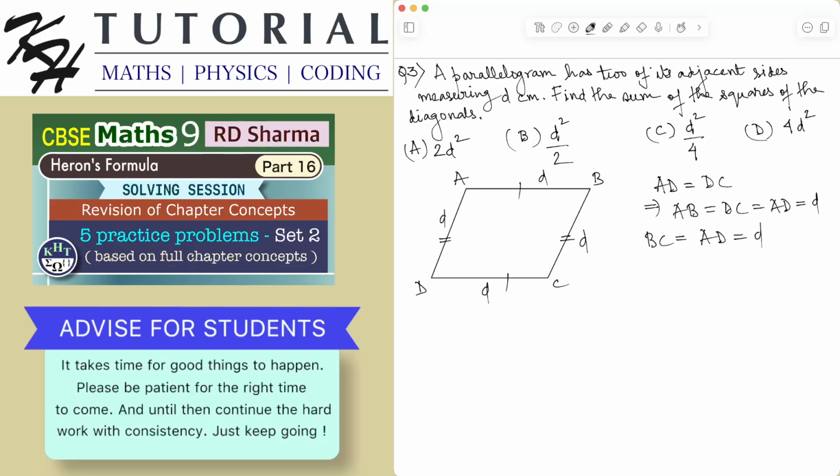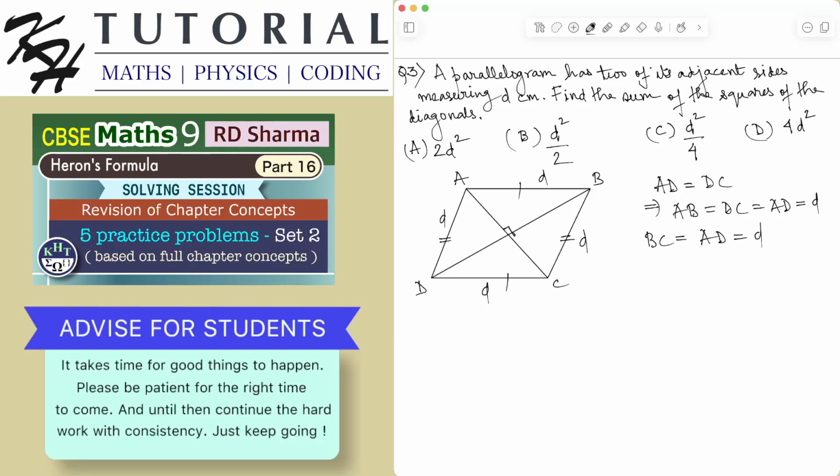Now in a parallelogram, if all the sides are equal, then it must be a rhombus. This is the concept. This is the catch of this problem. Definitely in a rhombus we know the diagonals bisect each other at right angles. So this is a rhombus. We know the length of each side of the rhombus is d.